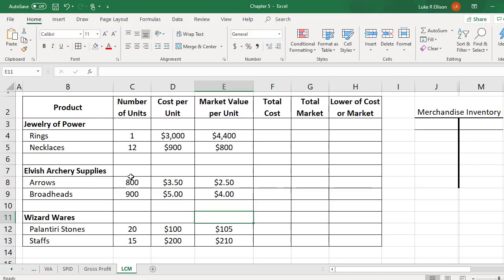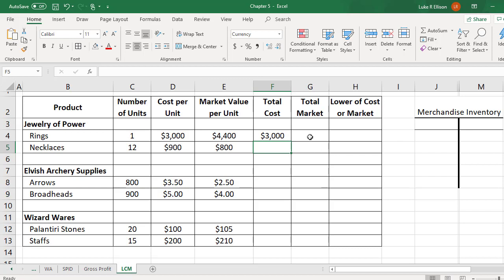As you can see here, we have a variety of products, and we have the number of units that we have in inventory of each product, the cost per unit that we paid, and the current market value per unit. So our first step will be to calculate the total cost and the total market value. To find the total cost for rings, our first product, we will take the number of units, which is 1, and multiply that by the cost per unit. So 1 unit at $3,000 cost equals a total value for our cost of $3,000.